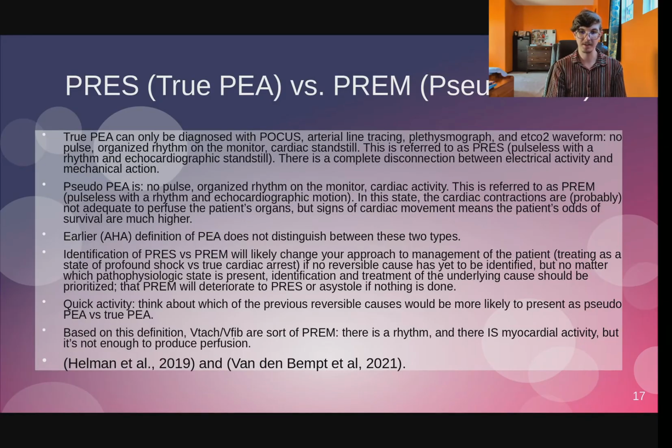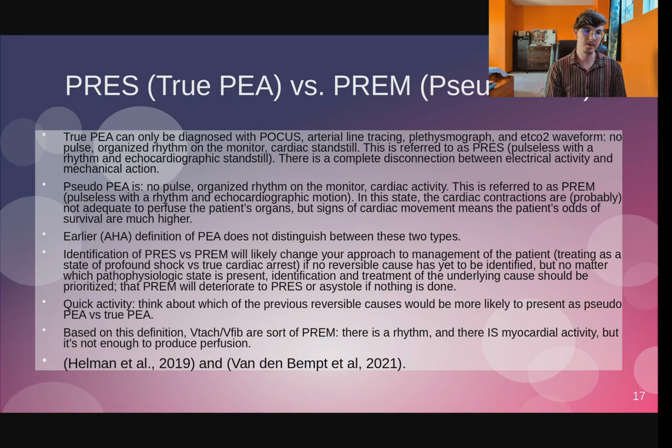In this state, the heart is still contracting to some extent. It's just that the heart's contractions are probably not adequate enough to perfuse the patient's organs, right? It's not life-sustaining. But signs of cardiac movement is a big deal because it means not only are the patient's odds of survival much higher because the heart is still beating, we don't really have to restart the heart, but the other thing too is that technically the patient isn't in cardiac arrest. They are in a profound shock state.